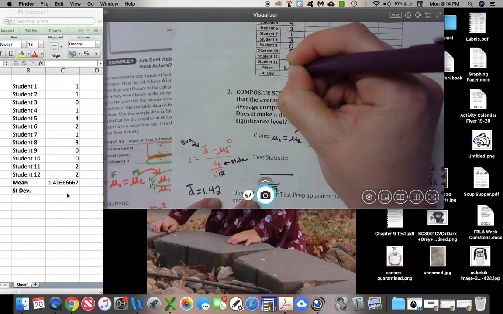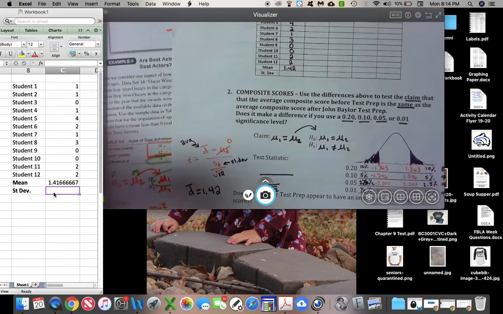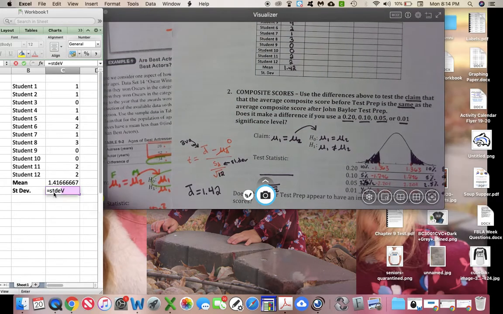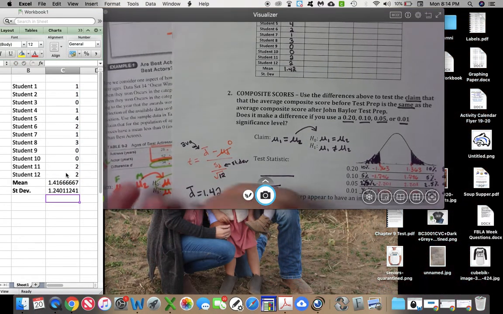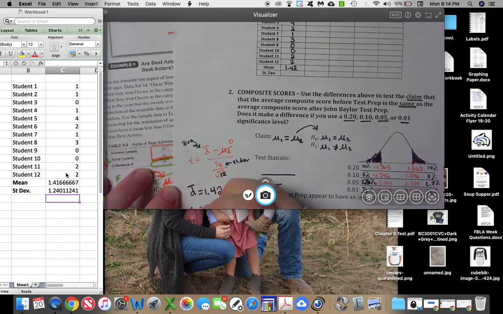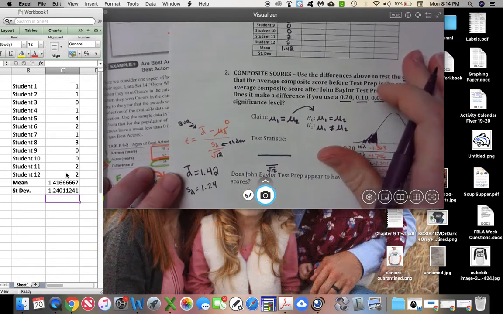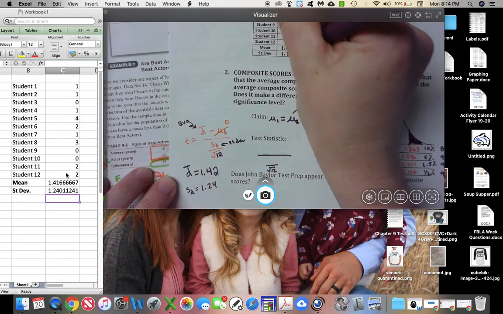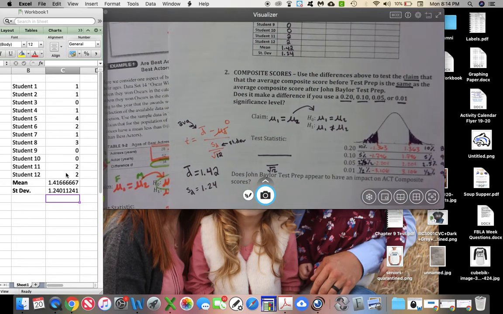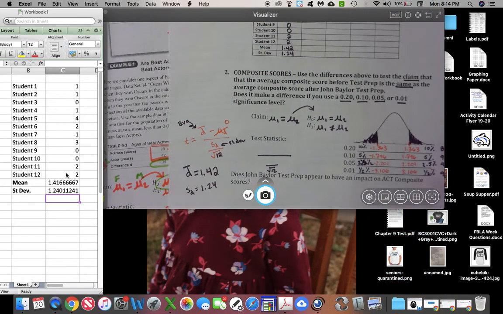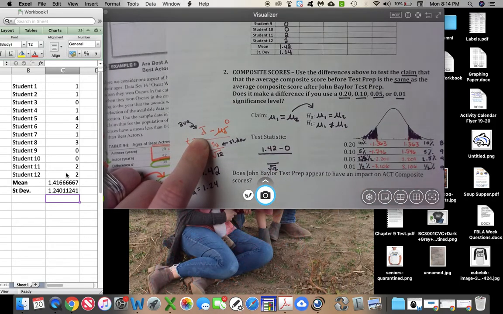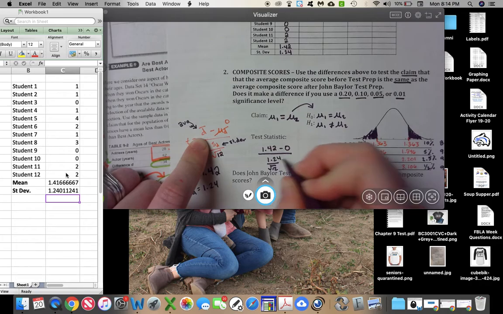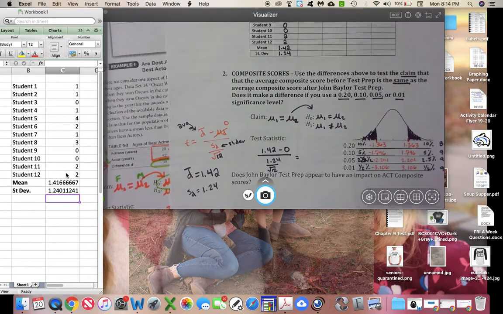Okay, standard deviation equals STDEV. SD is 1.24. I'll put 1.24 here as well. I'll put those in two different spots so I can see them. All right, so D bar, 1.42 minus 0, so I really don't need that 0 in there, and 1.24, and then I need to calculate my test statistic.